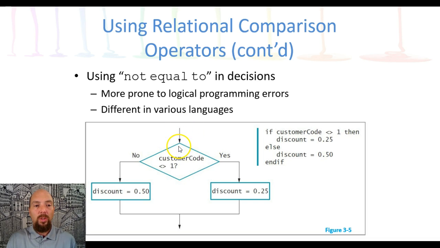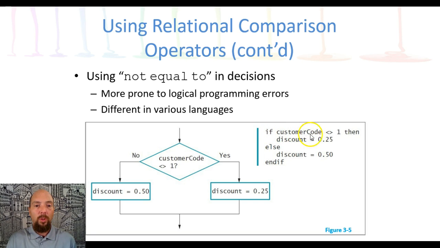So what this program is doing is they're looking at some sort of customer code, and this symbol right here is the not equal to symbol. So we're trying to see if this customer code is not equal to 1, then we're going to give them a discount. If it is equal to 1, meaning it's not equal to 1, double negative. So if it's not equal to 1, then we're going to go to this side and we're going to give them a bigger discount. So it would look like this if we were to write it out as pseudocode.